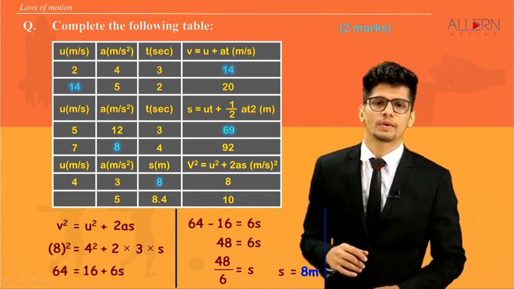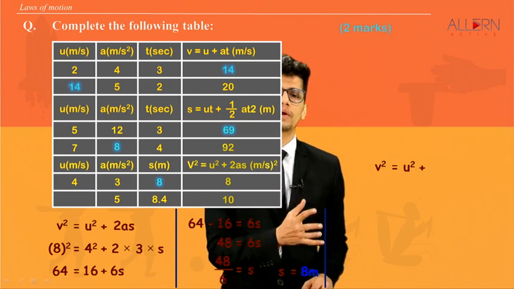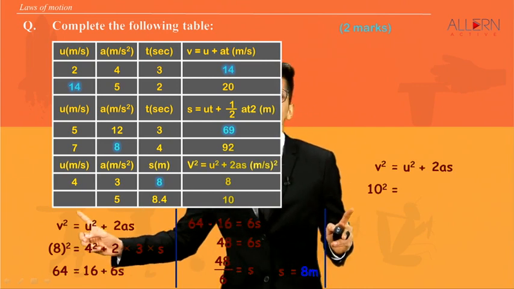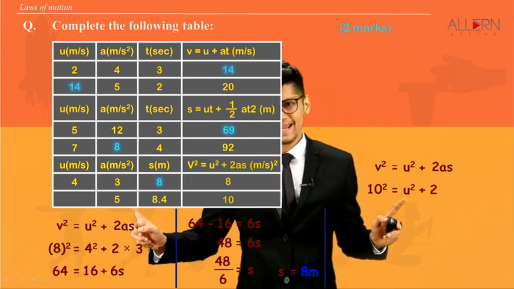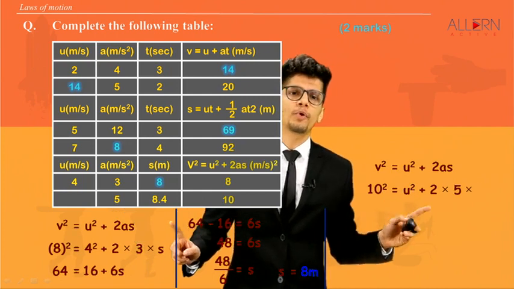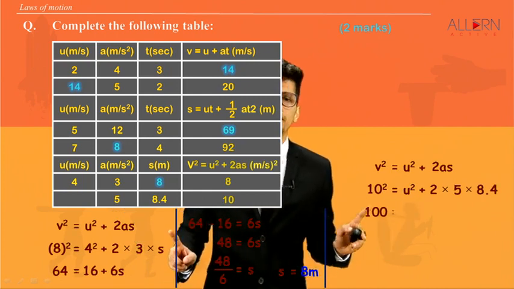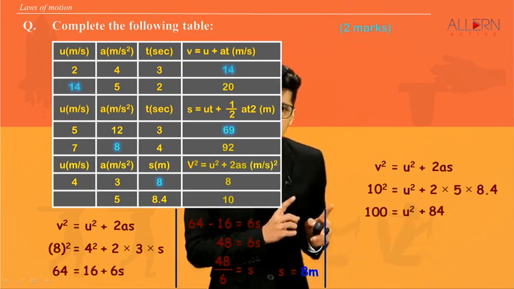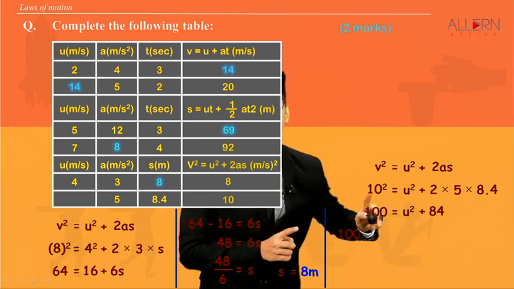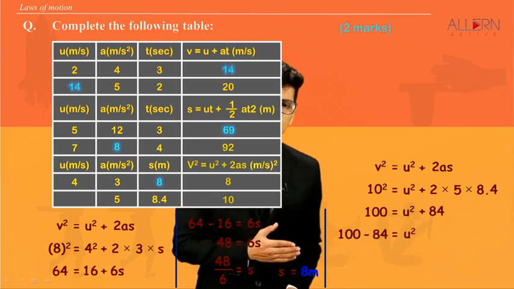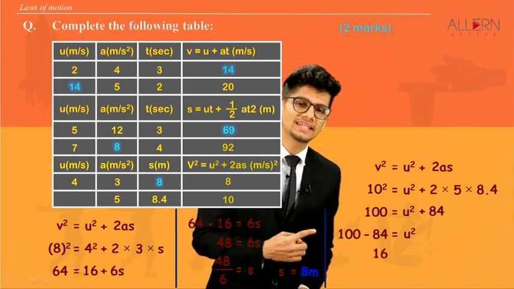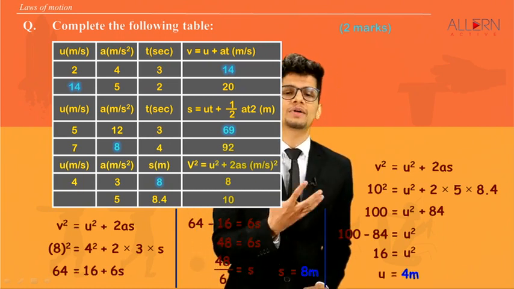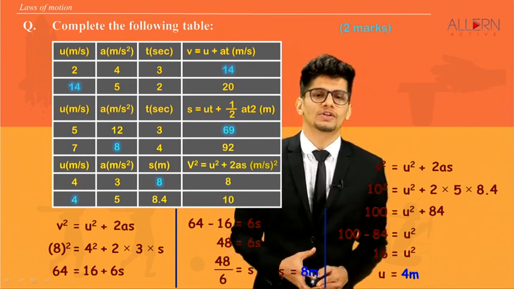Now let's move on to the final one. Here the formula is again V square is equal to U square plus 2AS. So V this time is 10. So we have 10 square is equal to U we are supposed to find out, plus 2 remains as it is, A is 5 and S is 8.4. So 10 square is 100. U square remains as it is. 5 2s is 10 and 10 into 8.4 is 84. So 100 minus 84, because 84 comes this side, becomes minus 84, is equal to U square. 100 minus 84 is equal to 16. So we have 16 is equal to U square. That means U will be equal to 4. That is nothing but root of 16. So the answer is 4. So this completes the table.